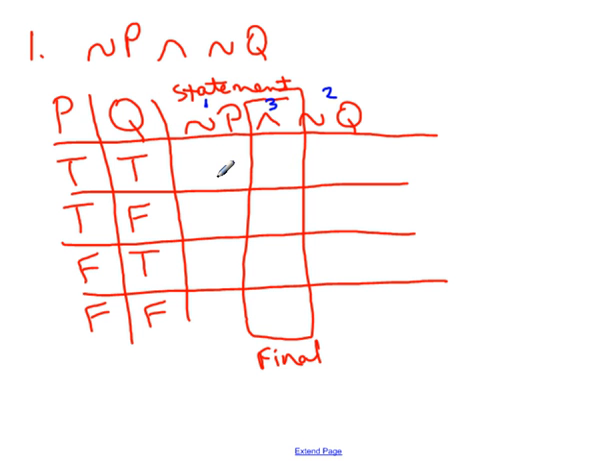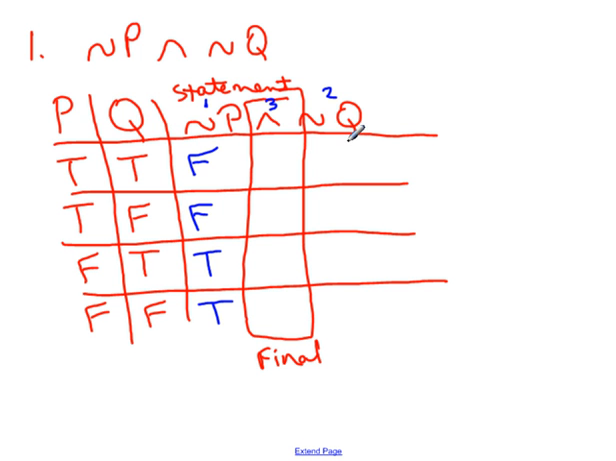Alright, so now we want to fill these in. Not P. You look at column P and remember the not means the opposite of this. So instead of true, we put false. Instead of true, you put false. Instead of false, it would be true. Instead of false, it would be true. Okay, we finished with the left side of the final. Now we'll move to the right side.